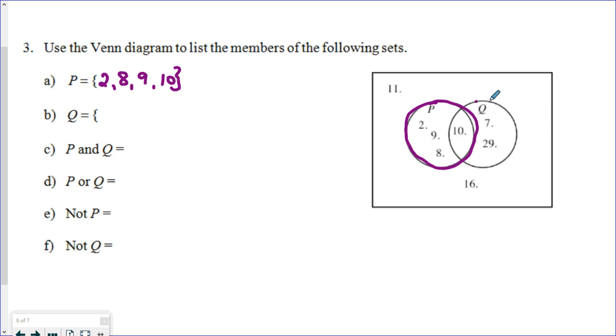Q, same idea. I'll make it a dotted circle as best I can. So anything that's within that dotted circle now. So the number 7 is there. The number 10 is there. Number 29 is there.